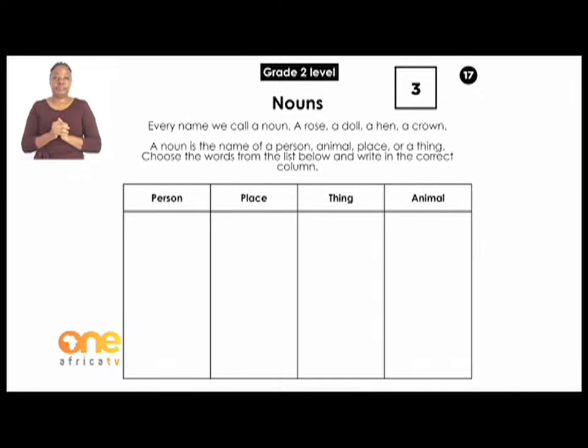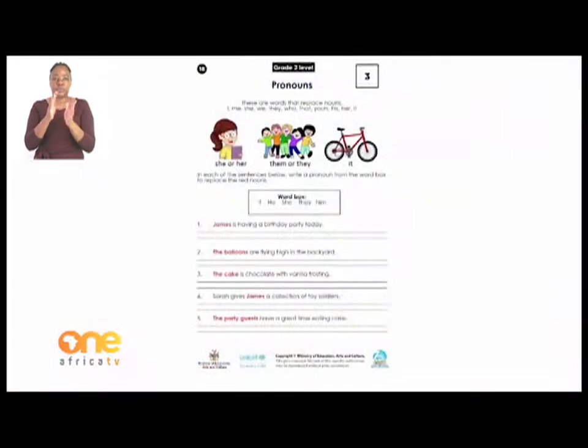Let's move on to the next exercise on page 18. On page 18, we have pronouns. Now, there are nouns and there are pronouns. What we were dealing with before are nouns, and these are pronouns. These are words that replace a noun. So it jumps into the place of a noun. And our pronouns can be I, me, she, we, they, who, that, yours, his, her, or it.